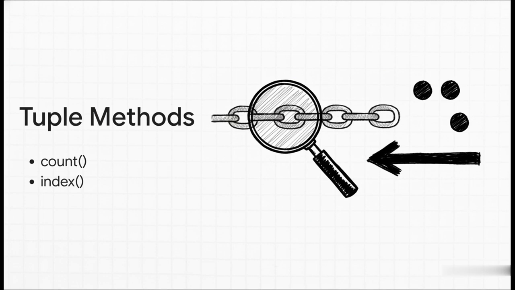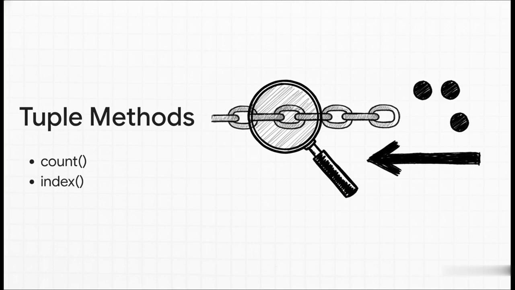Now, because tuples are totally locked down, your list of available methods is, well, incredibly short. Just count and index. That's literally it. You don't get append or remove. You can only count occurrences or find an index position. And actually, here's a fantastic fun fact. Because Python doesn't have to allocate extra space under the hood for future additions, a tuple takes up significantly less memory than a list containing the exact same items.